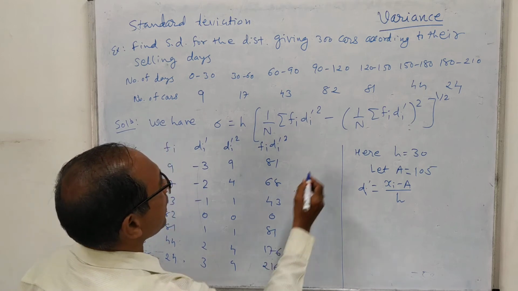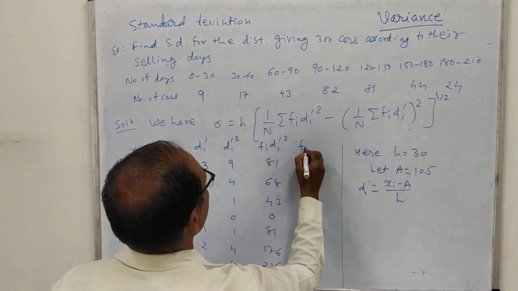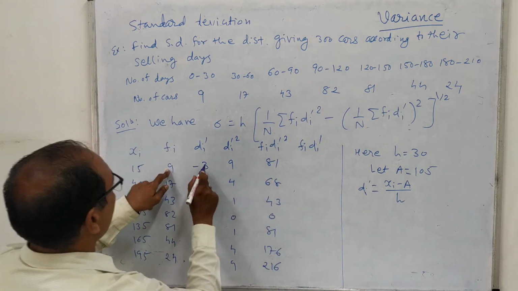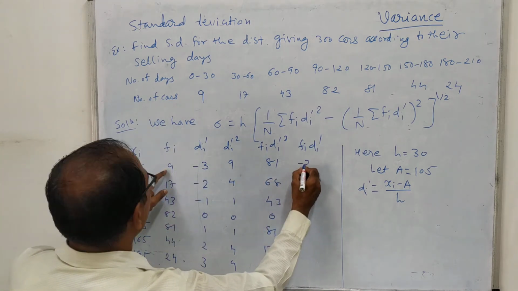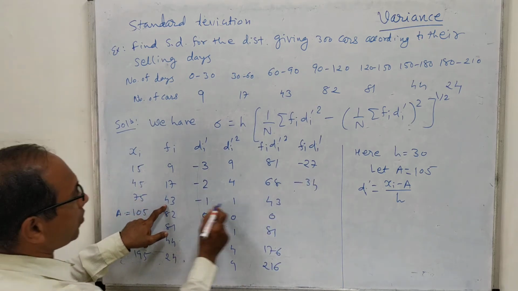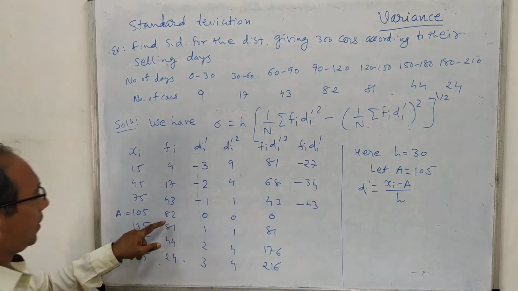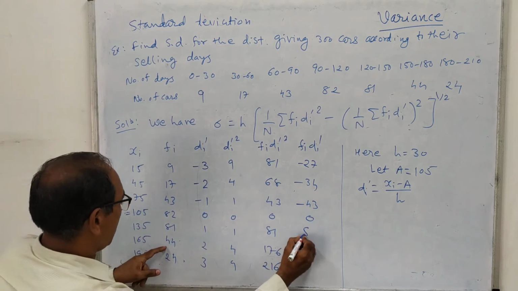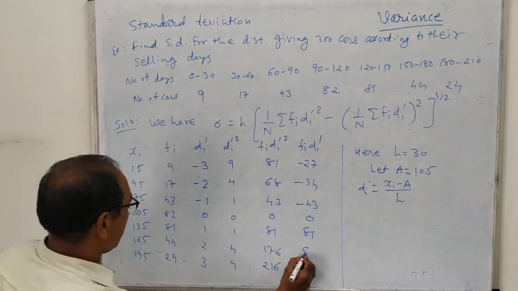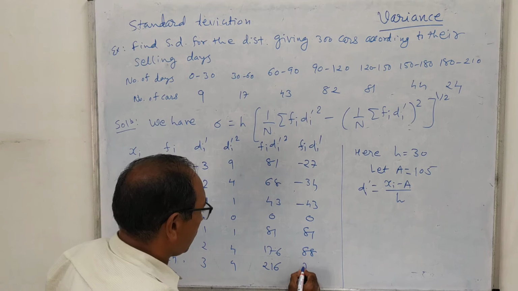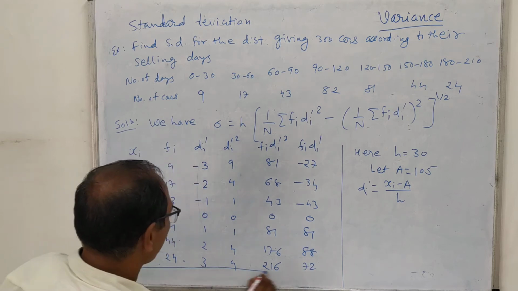And then we will require fi into di dash. You can see fi into di dash means minus 3 into 19, that means minus 57... as given: minus 27. This is minus 34. This is minus 43. You can see 82 into 0, 0. 81 into 1, 81. 44 into 2, that means 88. 24 3s are 72. Okay.